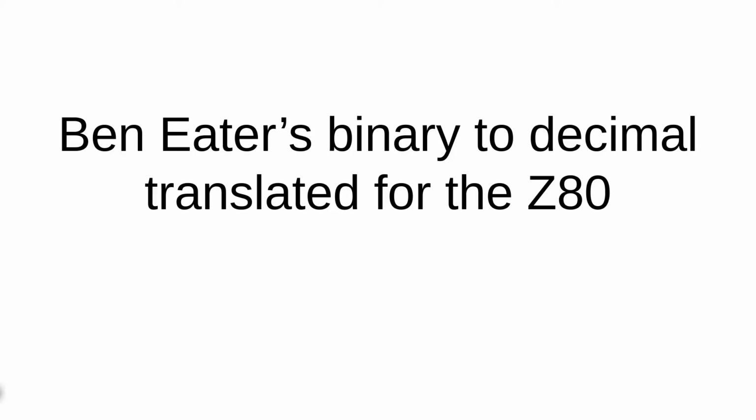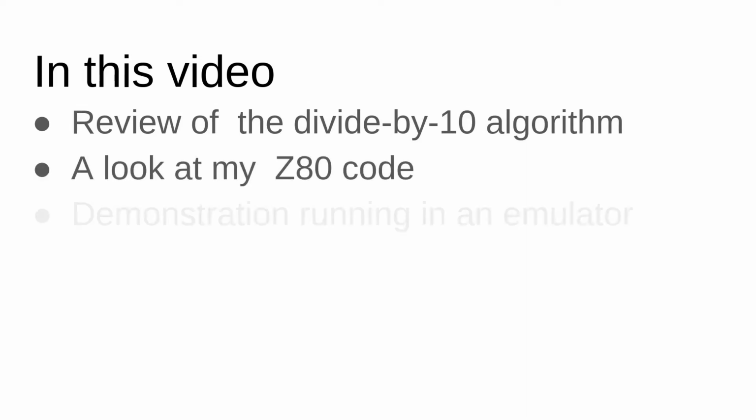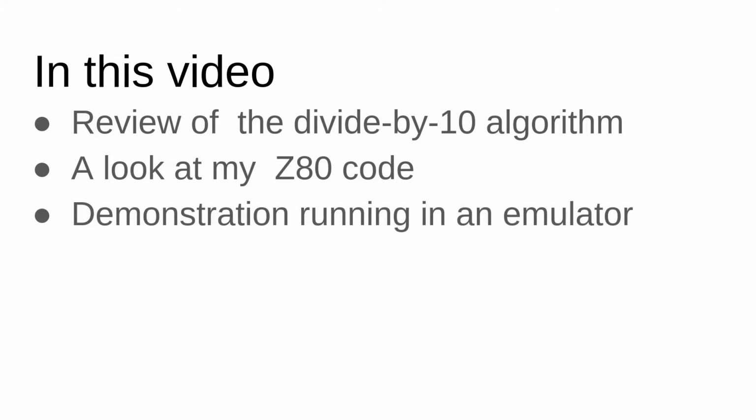This video will cover an adaptation of Ben Eater's binary to decimal algorithm for the Z80 CPU. First, there will be a quick review of the algorithm, then a look at the code that I have written, and finally a look at the code running in an emulator.